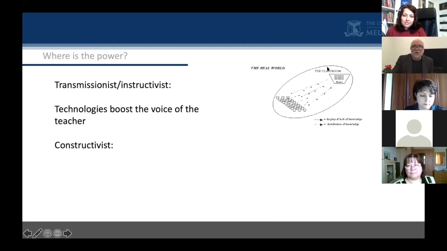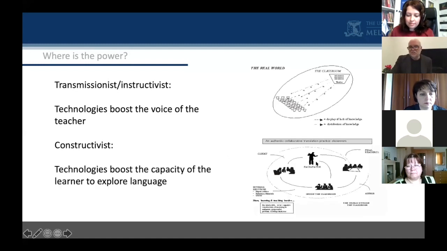John Kirali opposes the transmissionist or instructivist classroom, where the teacher gives knowledge to the students. This is from one of his early publications, I think. He moves to a constructivist model where the teacher is there and the students are working in groups, and the teacher goes around and helps them, and students are discovering things by doing things. This is the constructivist mode.